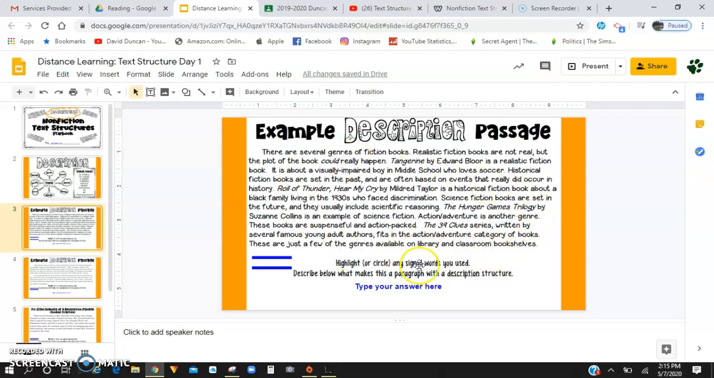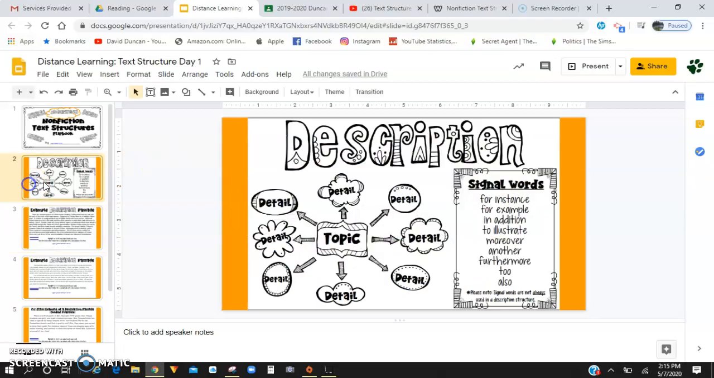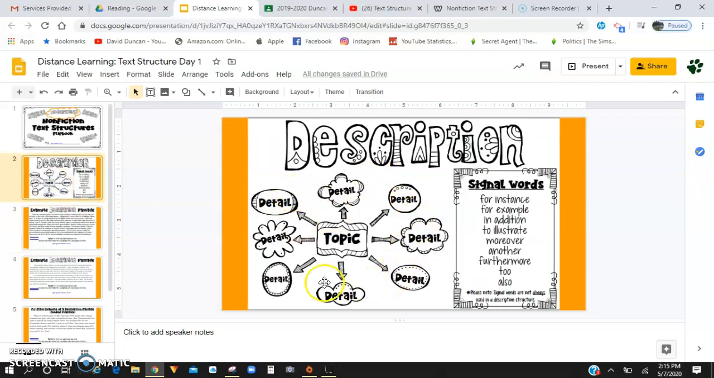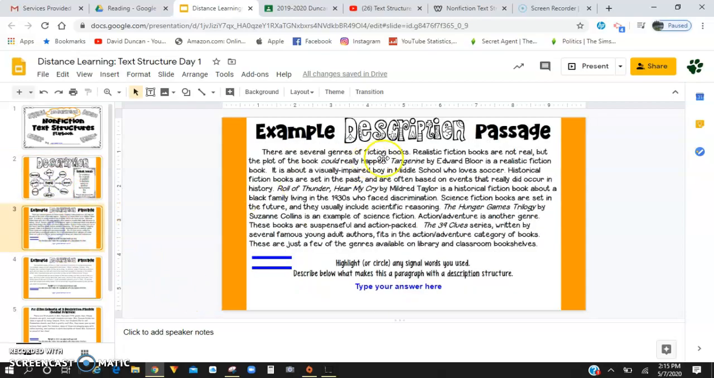So we have to take a step back and ask ourselves, what is the topic? What is the topic of this text? Well, as I'm reading it, I'm realizing the topic of this text are different genres of fiction books, different types of fiction books. And the details about that topic include realistic fiction, historical fiction, science fiction, let's see, what are other, action-adventure? These are all different types of fiction books and genres of fiction books.